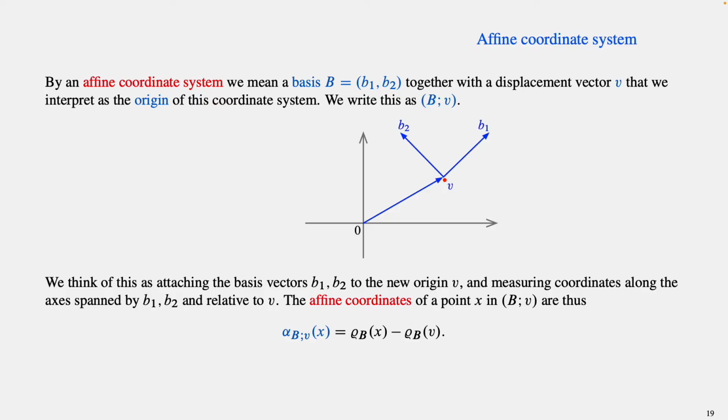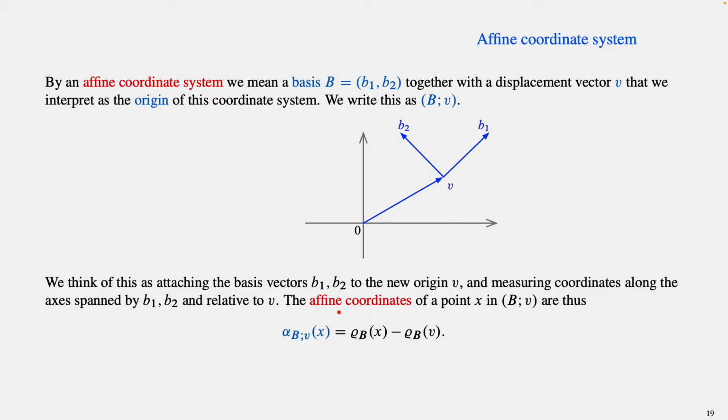And of course, geometrically, we think of it as taking V as the coordinate origin and then attaching the basis vectors to this new coordinate origin. And if we want to give coordinates in this new affine coordinate system, we don't start at 0, but we start at V and measure how many steps, how many multiples of B1 or B2 we need to combine in order to get to a point in space starting at V.